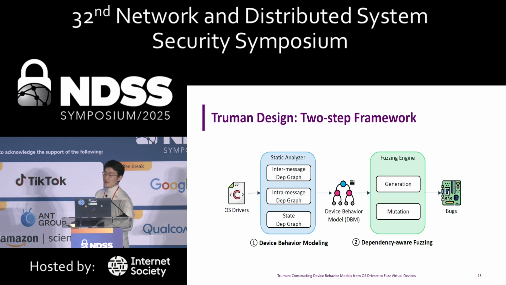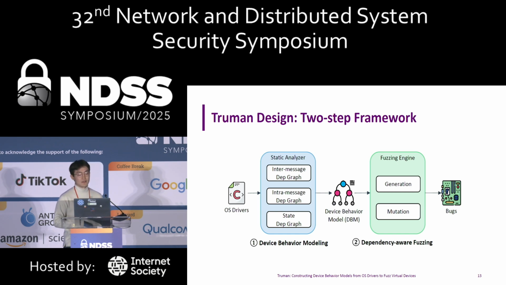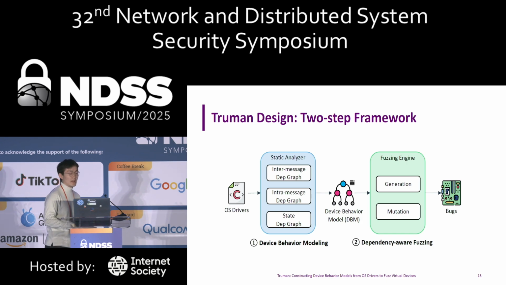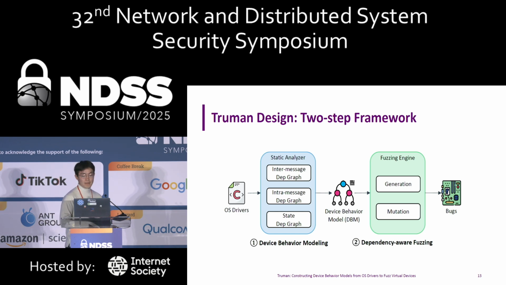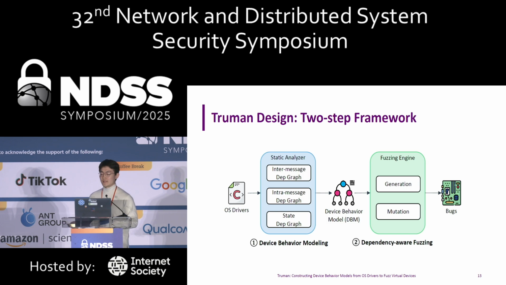The second step is to implement a dependency-aware fuzzing engine. This engine mutates messages and sequences systematically at various levels. This structured approach allows Truman to explore device behavior deeply and discover vulnerabilities that traditional tools might miss. By combining these two steps, Truman bridges the gaps in existing fuzzing techniques, offering a more robust solution for virtual device fuzzing.